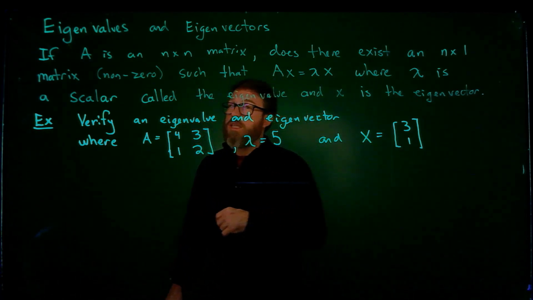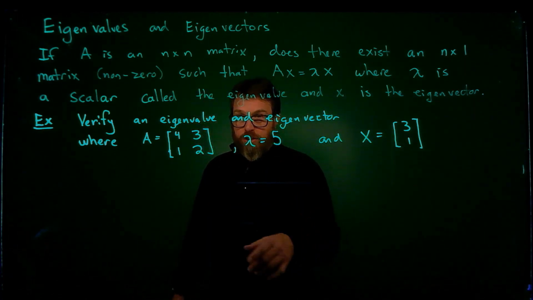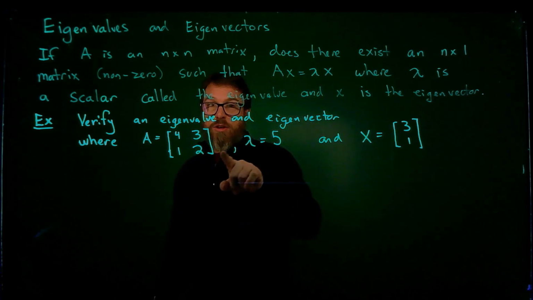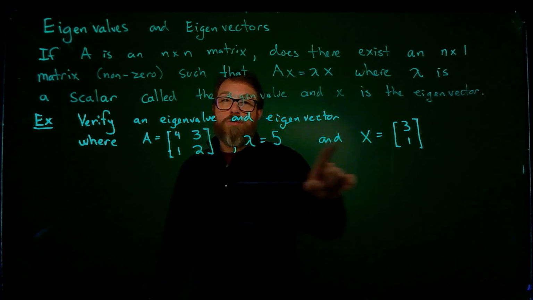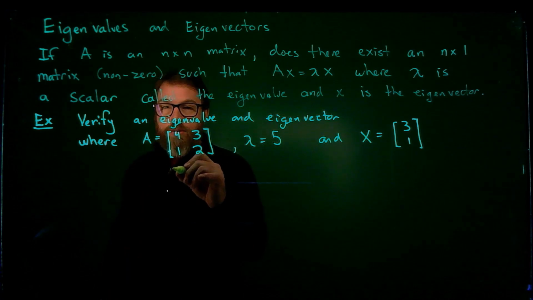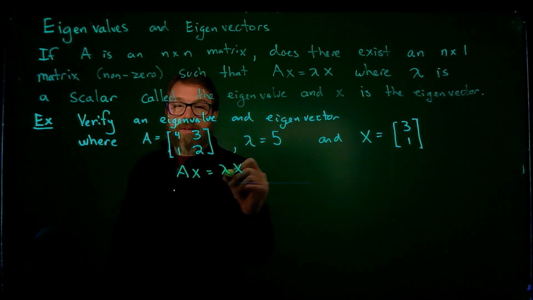So what I want to do is verify an eigenvalue and an eigenvector. I just need to make sure that this is satisfied, that if I do A, which is this matrix, times x, this is going to be equal to lambda times x. So we're just checking that. I have to show that A times x is equal to some lambda times x.